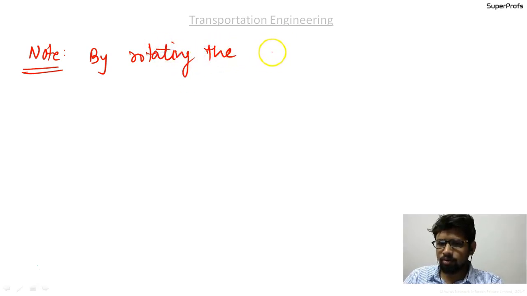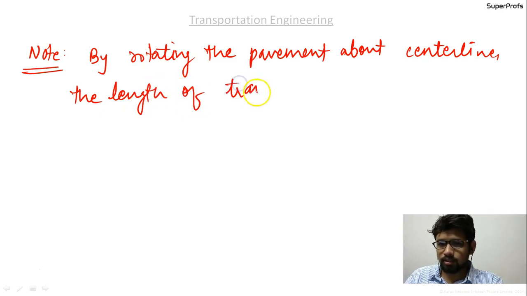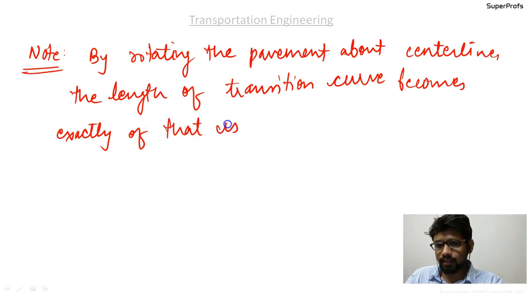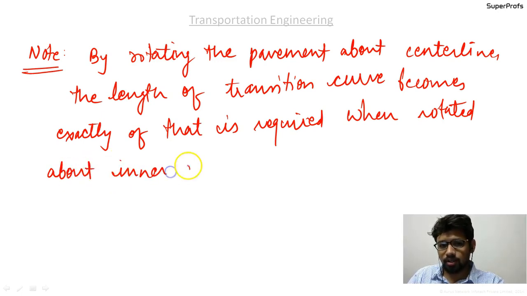And so please write down, note that by rotating the pavement about the center line, the length of the transition curve becomes exactly half of that required when rotated about the inner or outer edge. Okay, so it is a very important note.